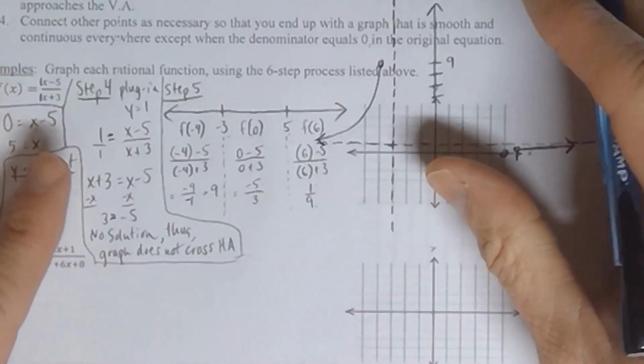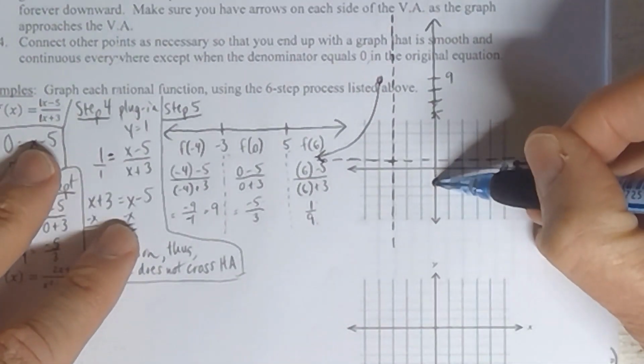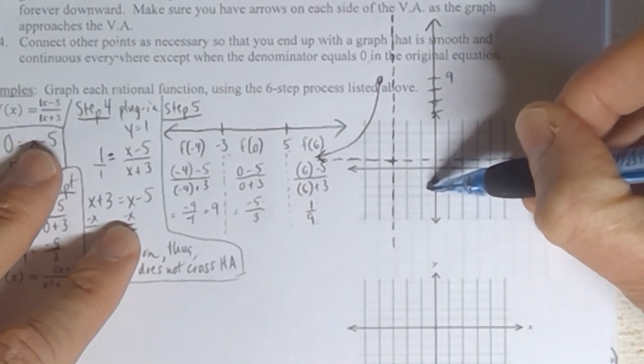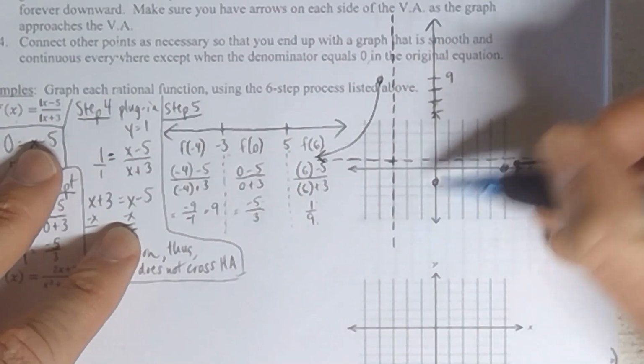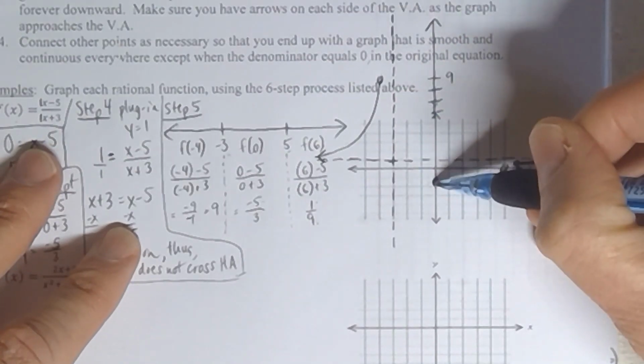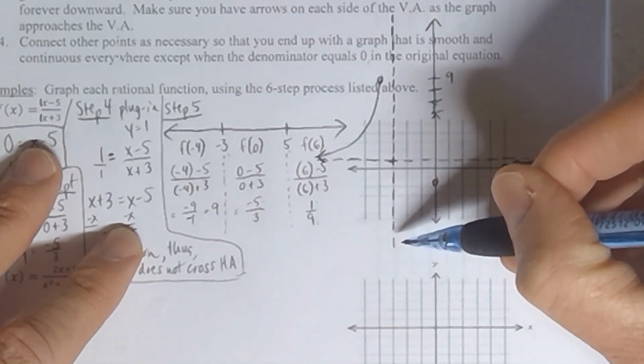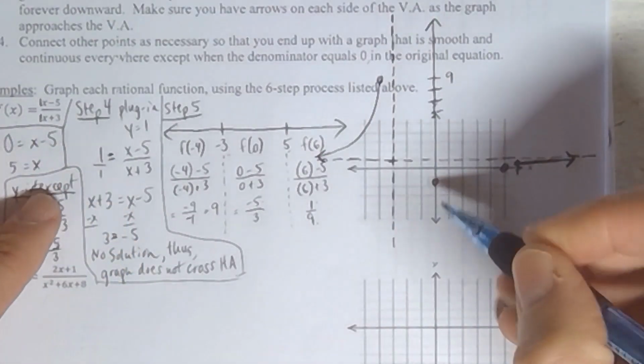Okay, but here's the question though: how do I know that this point doesn't go up like this? Okay, it could either go like this right here, or it could go down. But it does get closer and closer to it. We just don't know which way it does yet. Okay, does it go up or does it go down? Okay, here's how I know that it goes down.